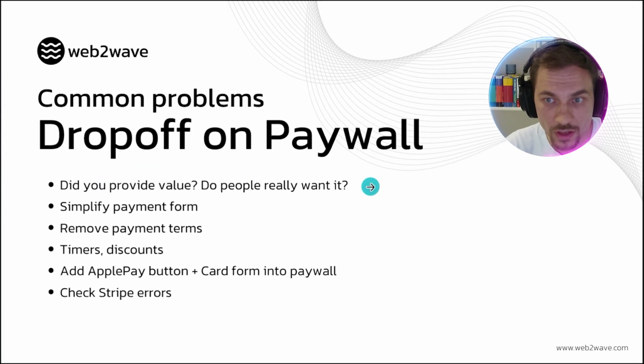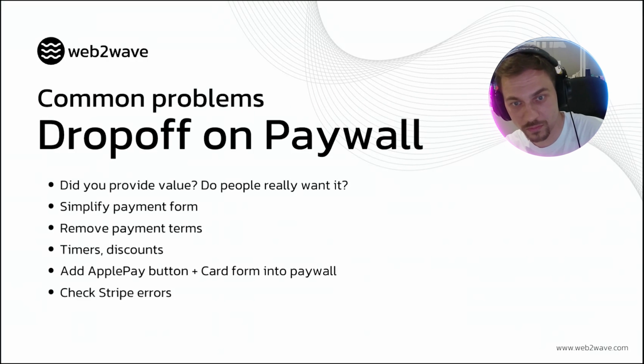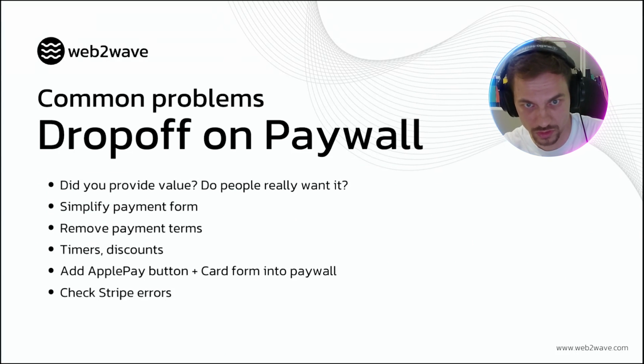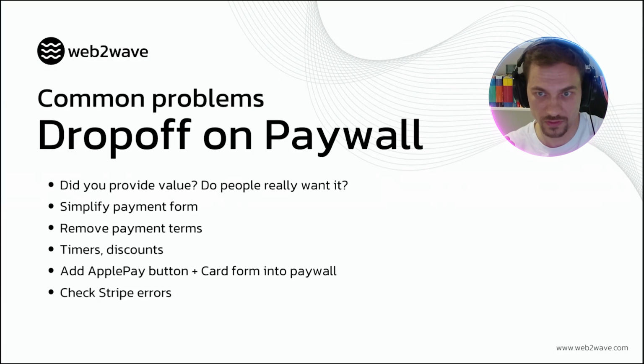But still, if it's not converting really good for you, if you see huge drop off on the paywall, usually you have to start with the content of the paywall and ask yourself, did we provide enough value? Do they understand that their problem will be solved, or we need to explain it the other way? Second, simplify payment form and remove payment terms.